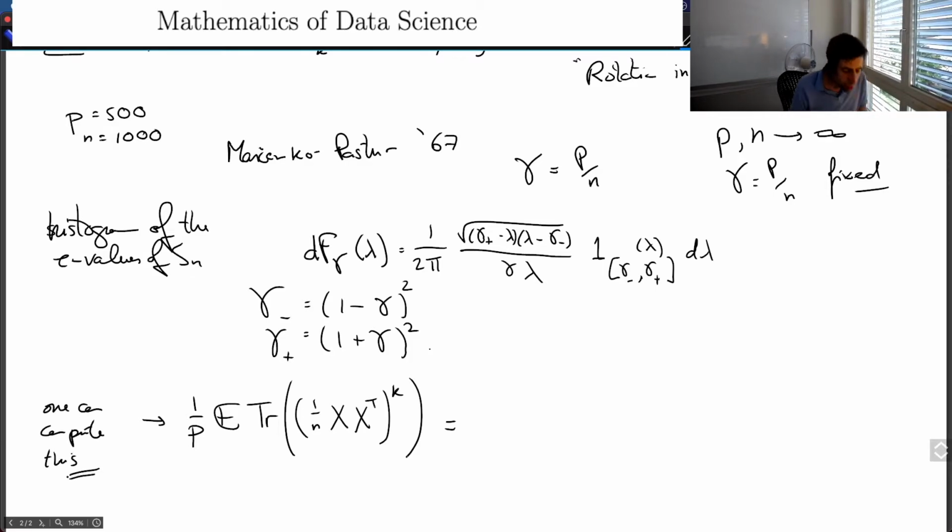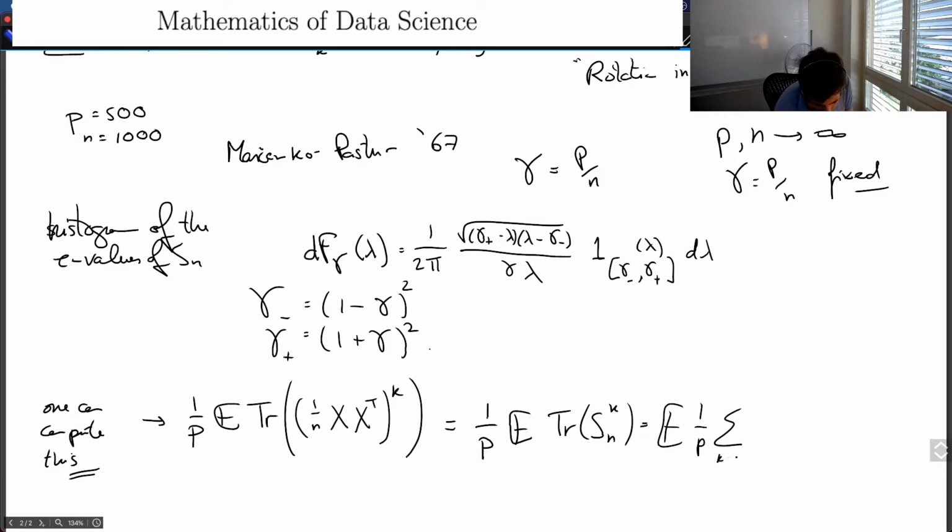And it's maybe not so surprising, because if you start thinking about what the trace is, what you have here are polynomials of Gaussian random variables. So basically, you have to do a bit of combinatorics and use the moments of the Gaussians, and you can actually compute this. And this is just the same as the expected value of the trace of Sn to the k. But what is this? This is 1 over p, the sum from k equals 1 to p of the kth eigenvalue of Sn.